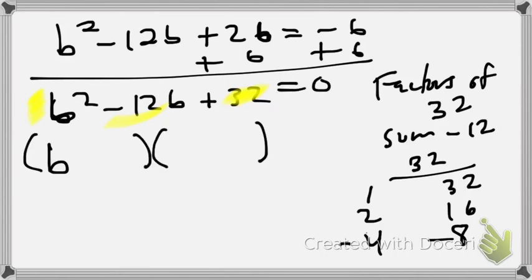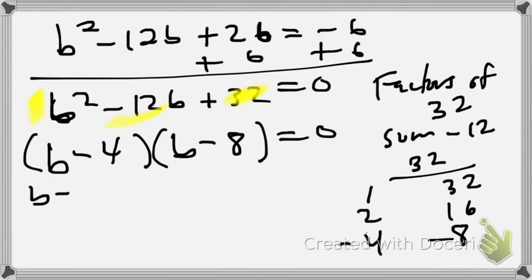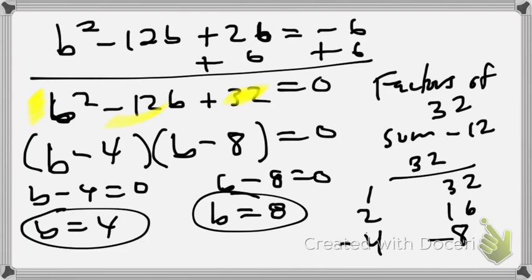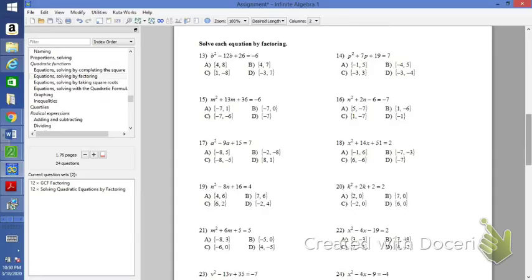Oops, and this should be equal to 0. Alright. And then we're going to plug in a negative 4, and we're going to plug in a negative 8. Alright. It's in factored form. Now set both factors equal to 0 and solve. So b equals positive 4 and b equals positive 8. So that's A. Next one.